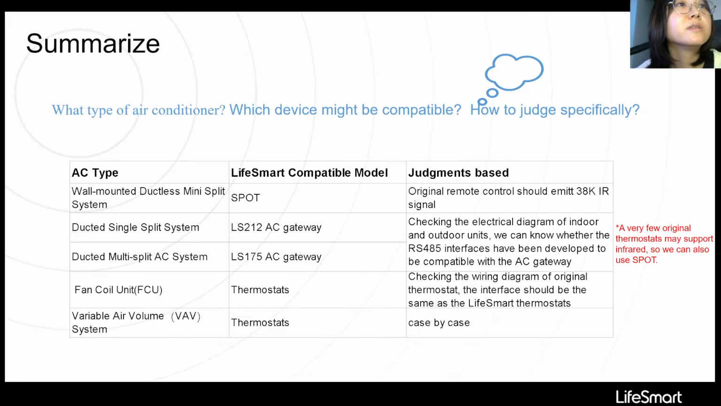The fourth type is the FCU system. For the FCU system, we have the thermostats, like Nature Mini Pro thermostat, Nature thermostat, and Nature thermostat with 24 volts output. For this type of AC, we need to check the wiring diagram of the original thermostat. If the interface definition is the same as the LifeSmart thermostat, then we can say it can be replaced.